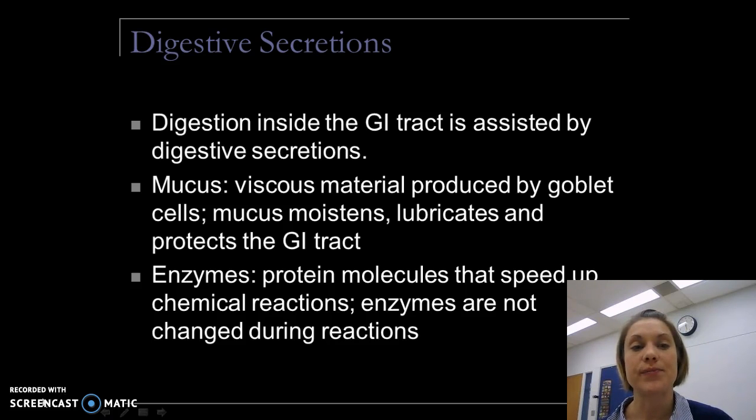Digestive secretions. The digestion inside the GI tract is assisted by digestive secretions. Mucus is the viscous material produced by goblet cells, and mucus's job is to moisten, lubricate, and protect the GI tract. Enzymes are proteins that speed up chemical reactions, and they're not changed during these reactions.